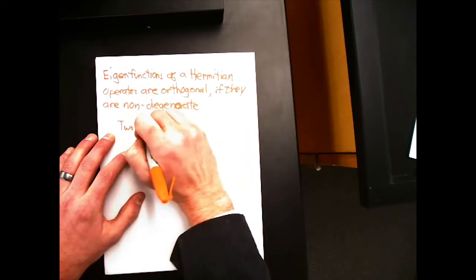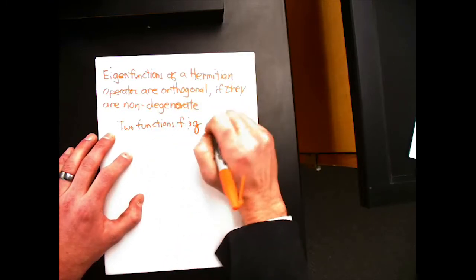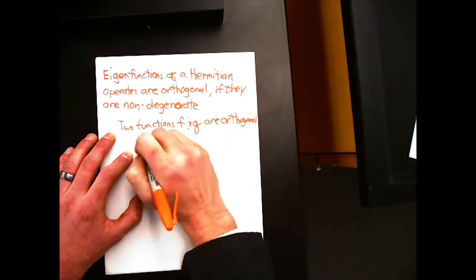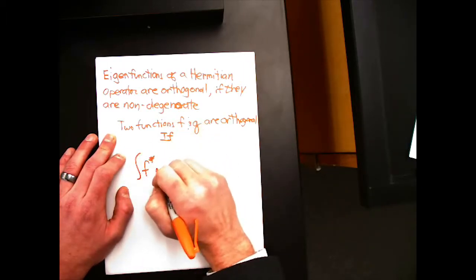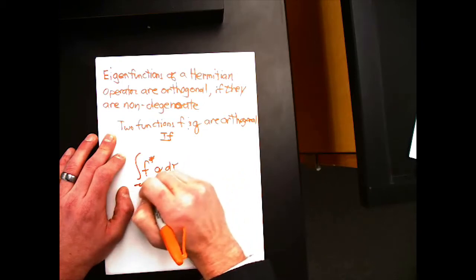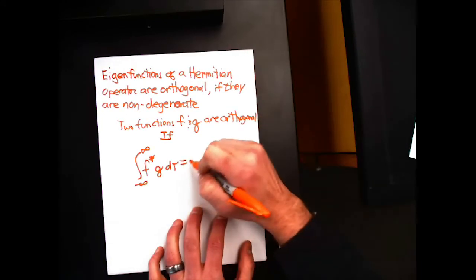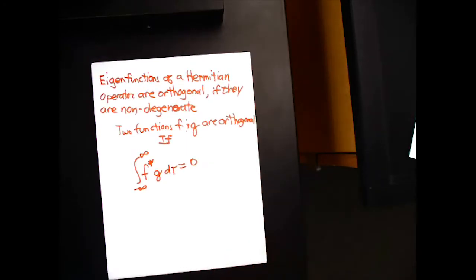Two functions, f and g, are orthogonal if the integral over all space of the complex conjugate of f times g is equal to 0. Right? That defines function orthogonality.